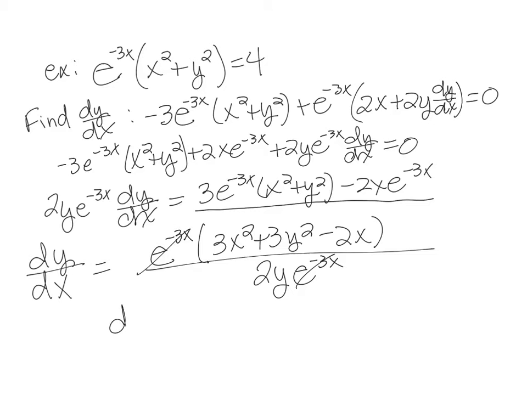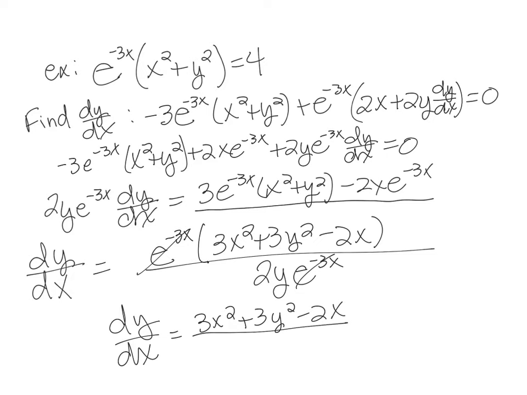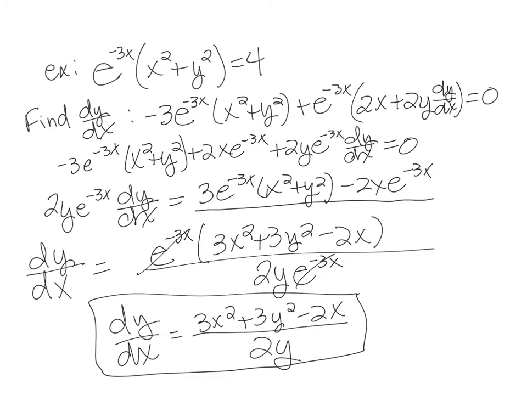And my final answer, I'm going to make the top look pretty. 3x squared, no I'm not, I'm going to leave it exactly like it is. It's neat enough. Nothing can be factored, so let's just leave it. And there is my final answer. Isn't it cool how the e to the minus 3x is just completely gone?